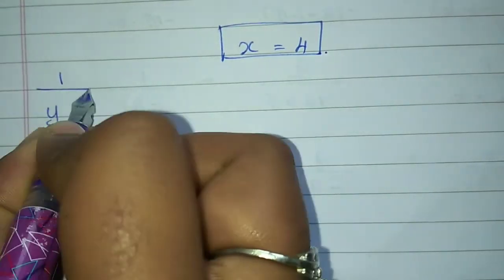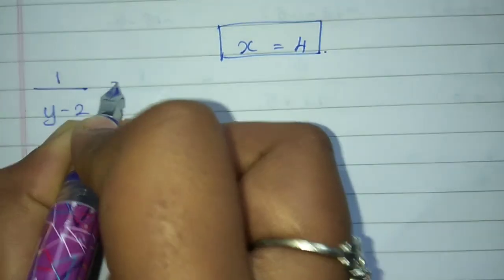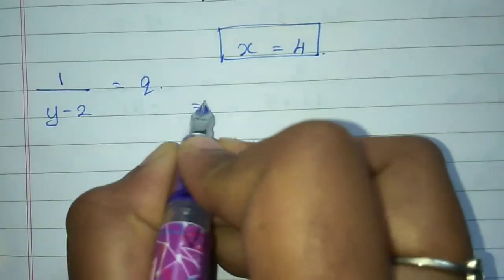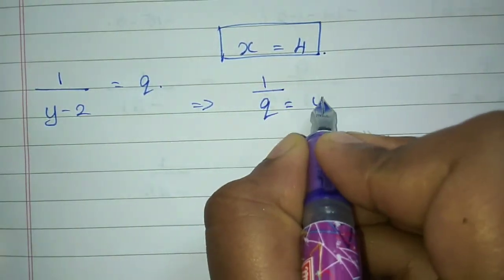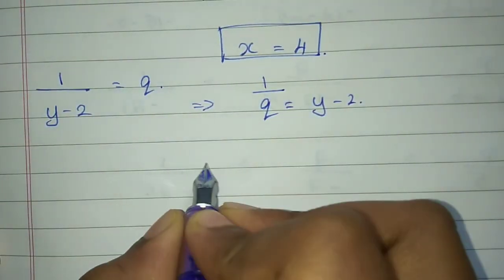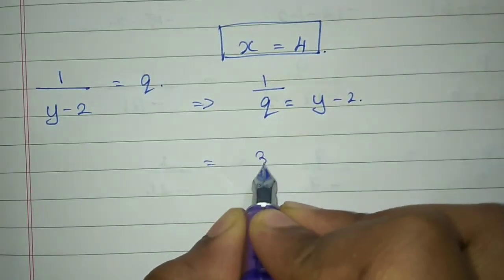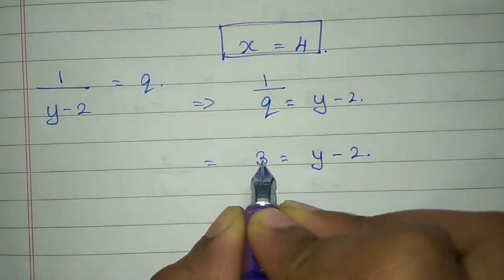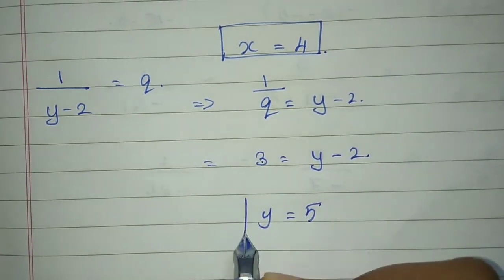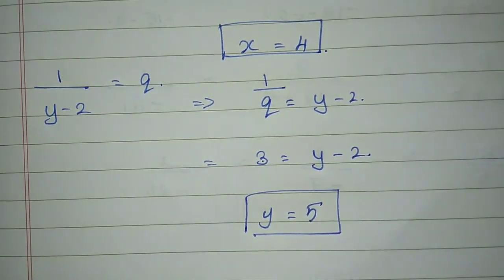Y, 1 by y minus 2 is equal to q. So this implies y minus 2 is equal to 1 by q. So what is 1 by q? It is 3, is equal to y minus 2. So y is equal to 3 plus 2 is 5. So therefore x is equal to 4 and y is equal to 5.